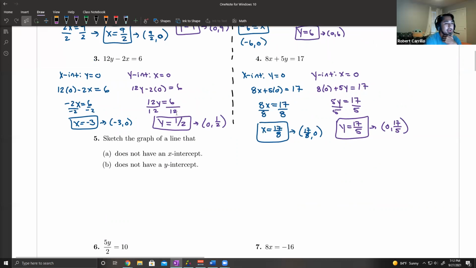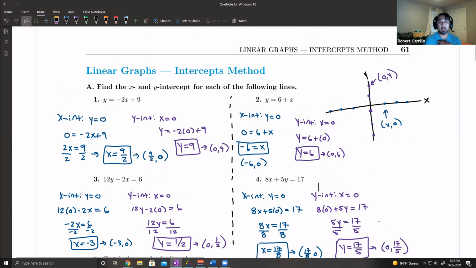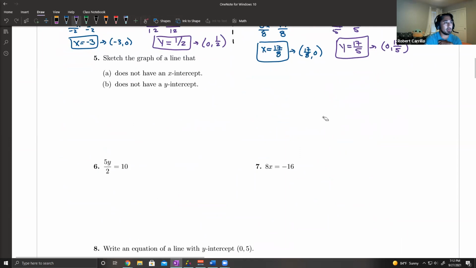Sketch the graph of a line that does not have an x-intercept and a line that does not have a y-intercept. Okay, so remember, to have an x-intercept, you must cross the x-axis. So I'll draw this down here again. Here's the x-axis, there's the y-axis. If you do not have an x-intercept, this means you do not cross the x-axis.